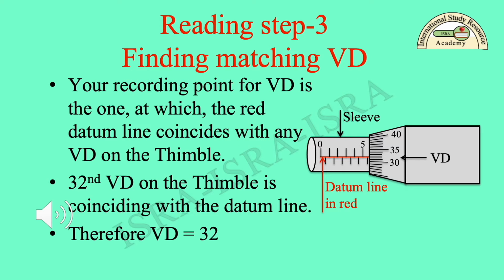Reading Step 3. Finding matching VD. Your recording point for VD is the one at which the red datum line coincides with any VD on the thimble. 32nd VD on the thimble is coinciding with the datum line. Therefore, VD is equal to 32.